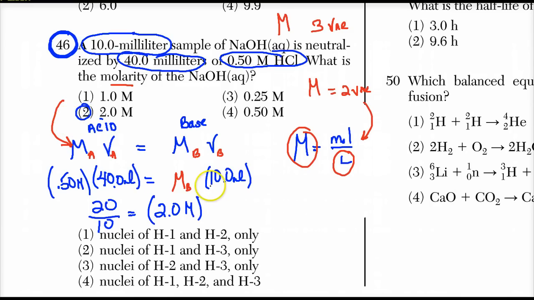We needed only 10 milliliters of a base to what? Match the strength of the acid, match hydroxides with protons of the acid. So I needed only 10 milliliters of a base to neutralize 40 milliliters of this acid. So I needed a, what? A fourth as much. So therefore, the molarity or the concentration should be 4 times as strong. If you don't like any of that, just plug it in and solve for it. 2 is your answer.